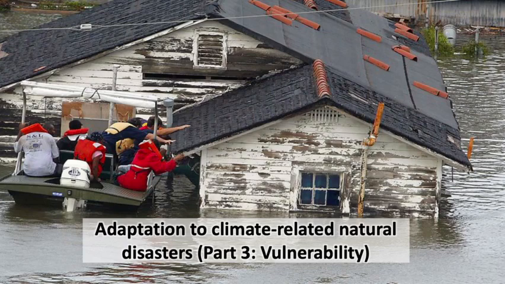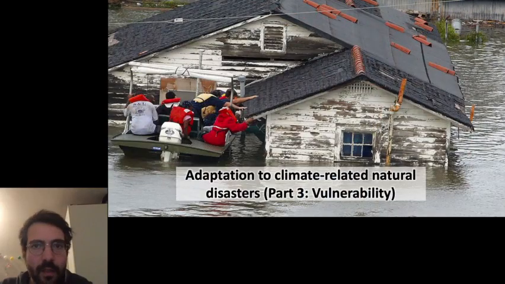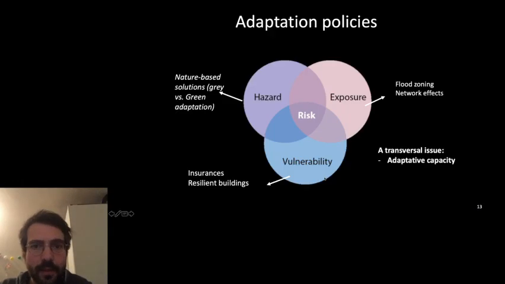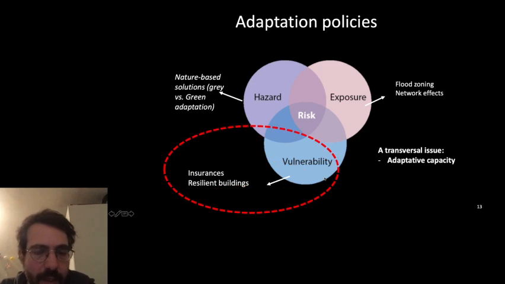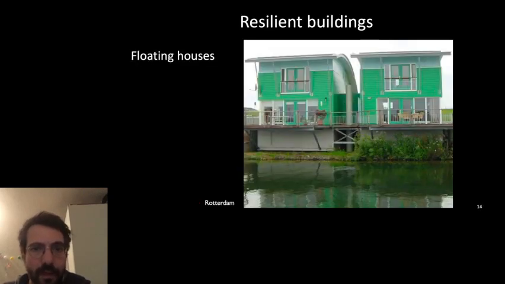Part 3, the vulnerability part. Okay, so let's look at how we can get adapted to the natural disasters induced by climate change by reducing the vulnerability. So we will examine two types of policies. First, how to build resilient houses or districts, and second, how to use natural disaster insurances.